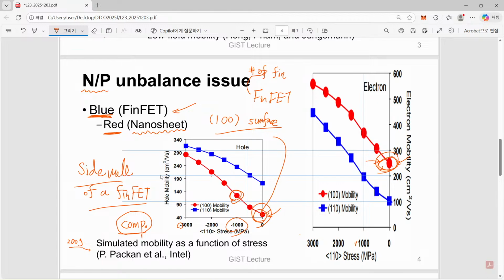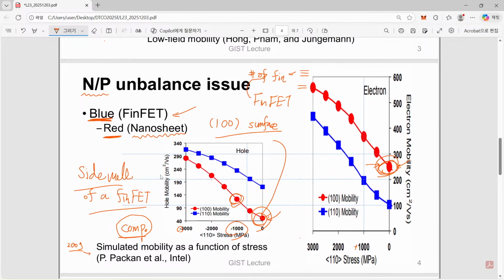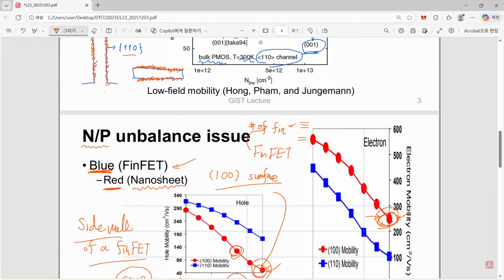For example, if you wanted to compensate the weak P MOSFET, then you must assign more fins for your P MOSFET and fewer fins for your N MOSFET. That is the typical way you do it. The problem is now technologies are moving to an even more compact form of integration.